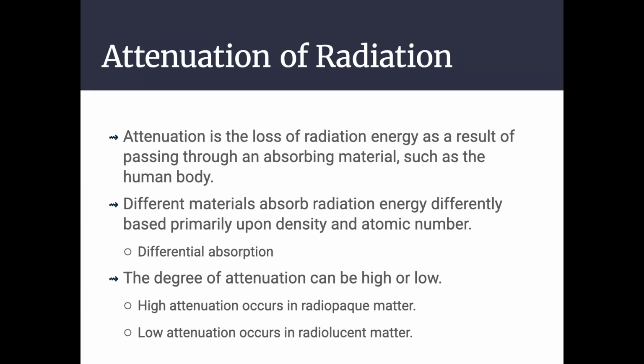A high attenuation, meaning high absorption, occurs in a radio-opaque material. I think we all know what opaque means. We think of opaque as you can't see through it, right? So now radio-opaque means that an X-ray can't pass through it. Low attenuation, meaning low absorption, occurs in a radiolucent matter. What's a lucent object? That's something you can see through. So if it's radiolucent, it's an object that an X-ray can pass through. Okay.